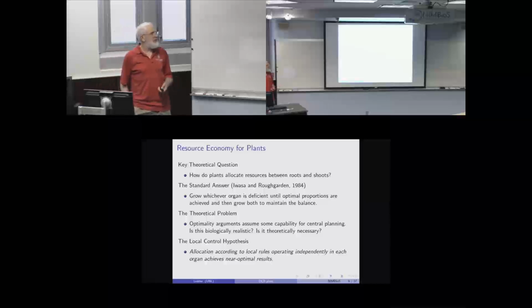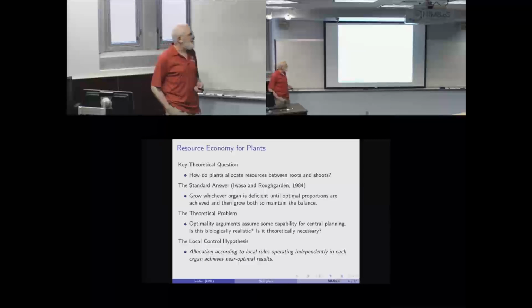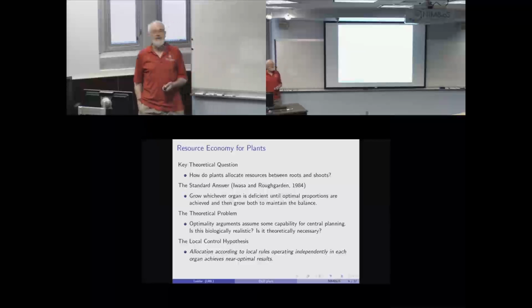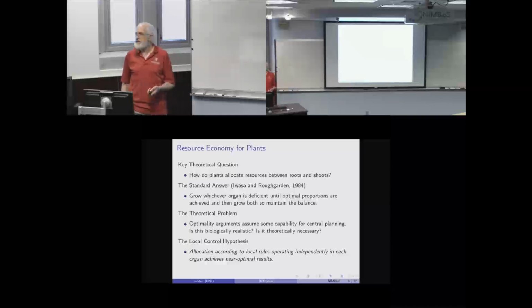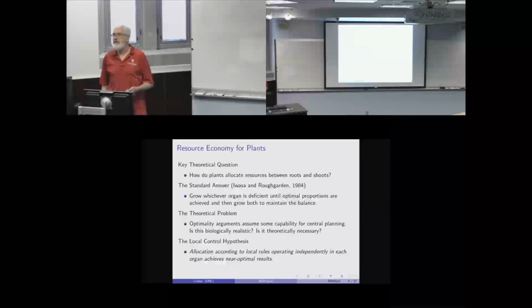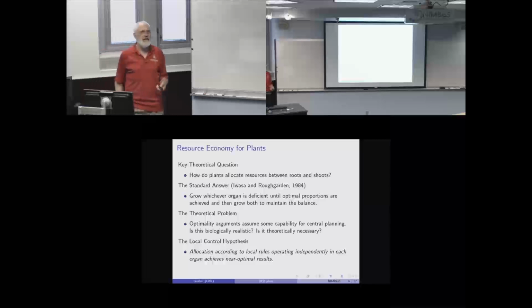So we are examining what we call the local control hypothesis, that allocation according to local rules operating independently in each organ achieves near optimal results. So we're not going to assume that there are any hormones that determine whether we grow roots or shoots at the moment. We're going to assume that the roots don't know what the shoots are doing and the shoots don't know what the roots are doing, and it all somehow comes out right.